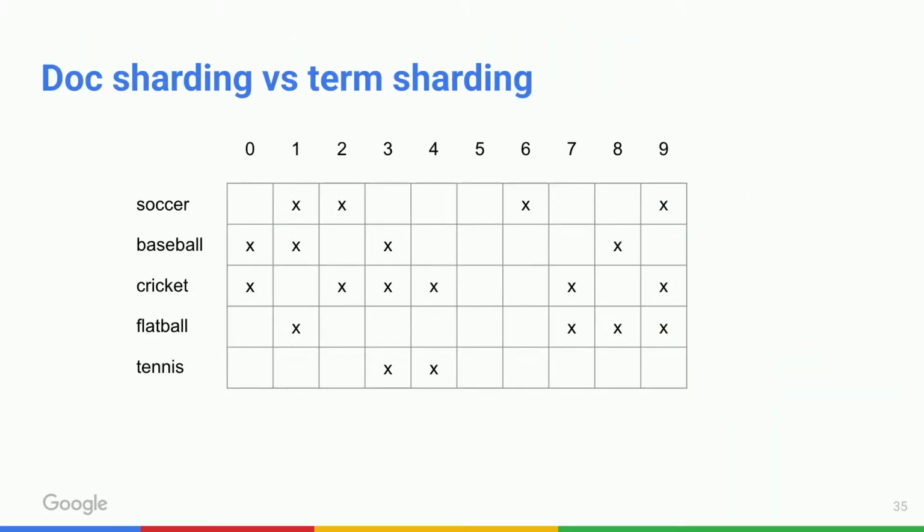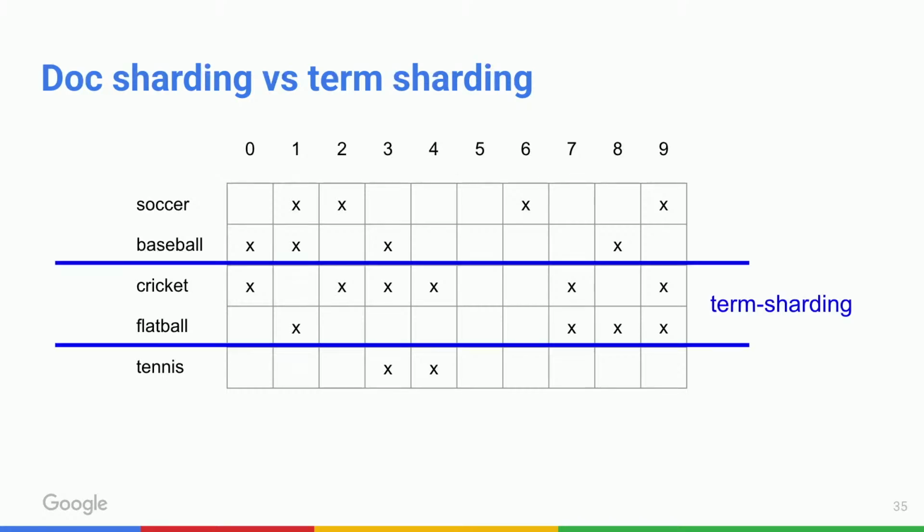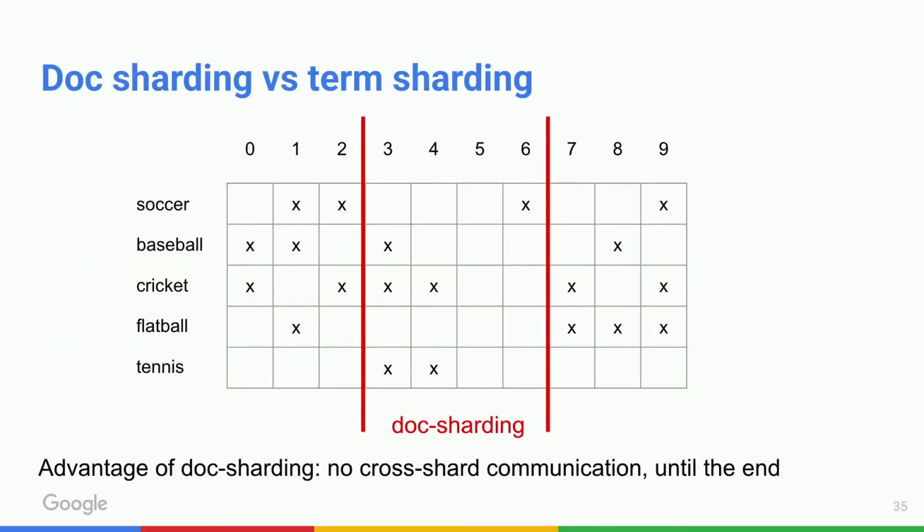OK, we need to split this work up amongst a bunch of different computers. How are we going to do that? There are two ways that have been tried in the past, doc sharding and term sharding. Term sharding is where you divide the matrix that way, and doc sharding is where you divide the matrix that way.